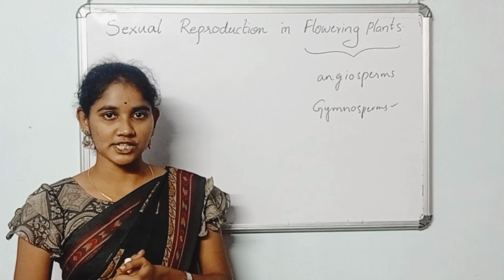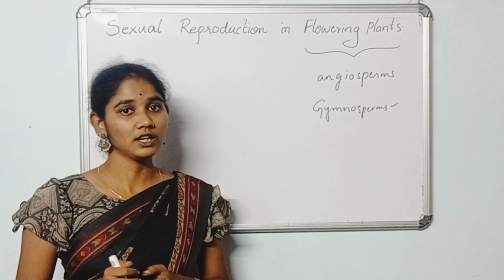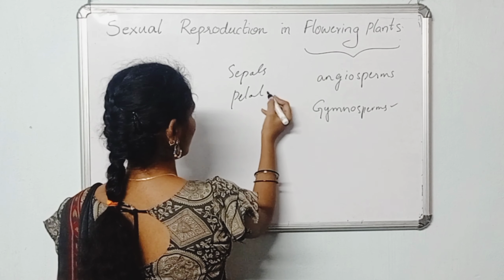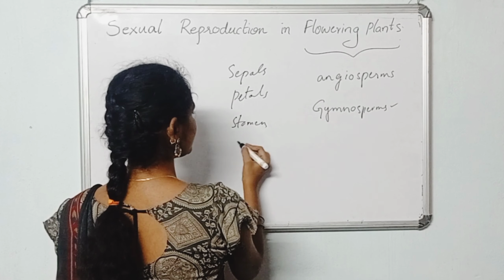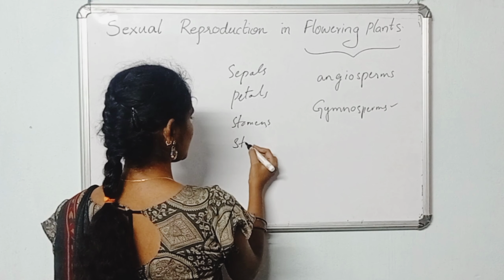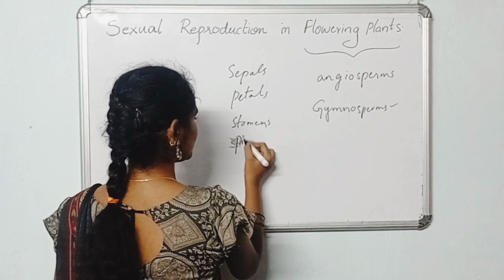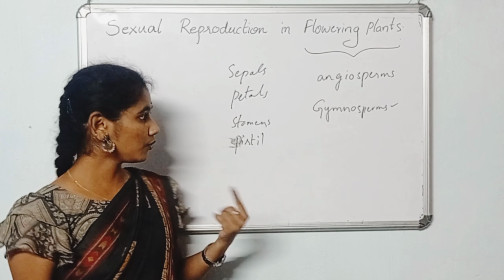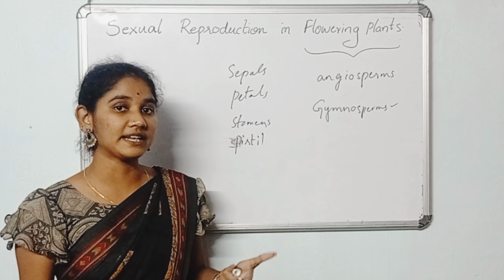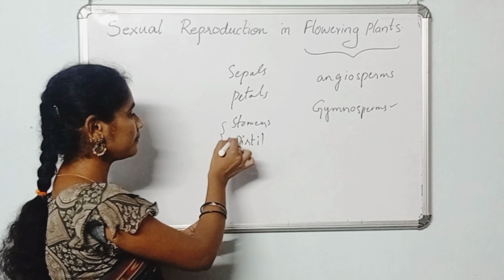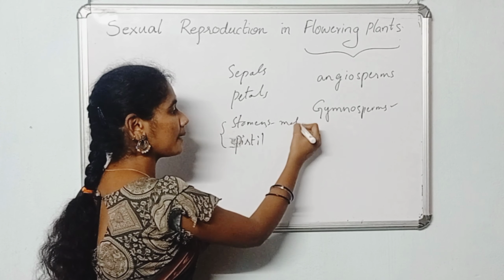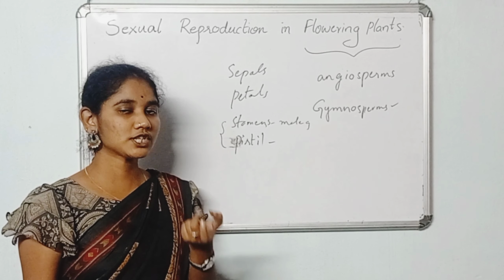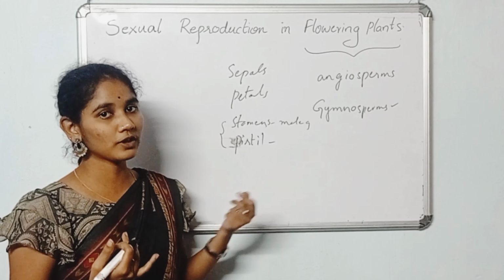Now we have seen the parts of a flower. So what are the major parts of the flower? They are sepals, petals, stamens and pistil. So these are the 4 main parts of the flower. Which parts take part in reproduction? Stamens and pistil. Stamens produce male gametes, and pistil contains an ovule which contains the egg, the female gamete.